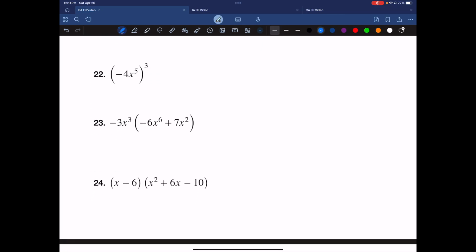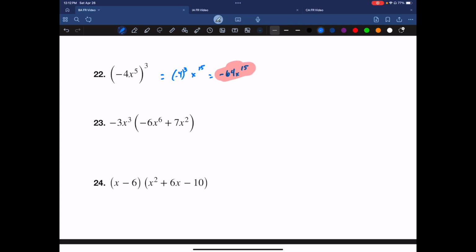Okay, 22, dealing with exponents. When you raise a power to a power, you multiply. So negative 4 gets cubed, so it's going to be negative 4 cubed. And then when you raise the power to the power, you multiply, so it's going to be x to the 15th. And then I need to figure out what negative 4 cubed is. All right, technically, there should be parentheses here. But because it's an odd power, it doesn't really matter. That's going to be a negative 64x to the 15th.